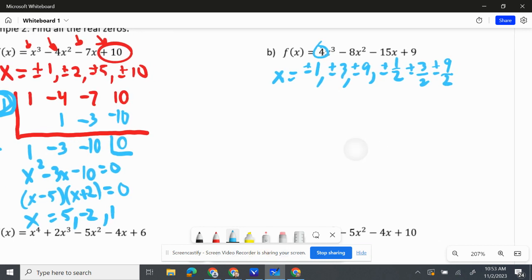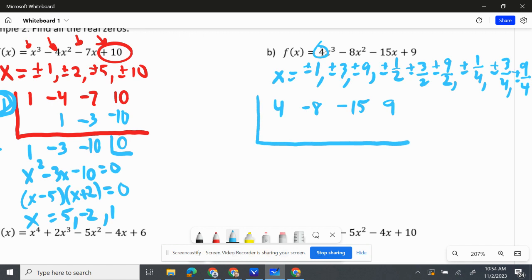And then we're going to look at all of them divisible by 4. So plus or minus 1/4, plus or minus 3/4, and plus or minus 9/4. We're going to set up our synthetic division for negative 8, negative 15, and 9. And we're going to pick a number that we think it might be. So looking at this, let's pick 3.